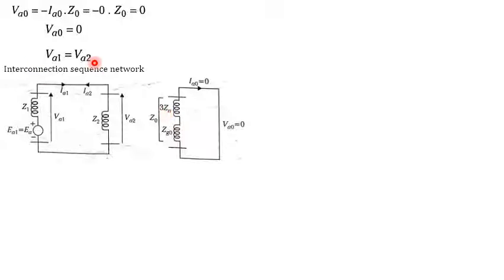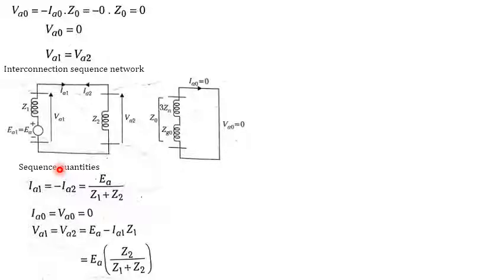Okay. So VA1 is equal to VA2. We can write VA1 as EA1 minus IA1 Z1, and for VA2 it is IA2 Z2. Okay. So this is the right side arrow mark, this is the left side arrow mark. Okay. From this, we can write the sequence quantities. So IA1 is equal to minus IA2. Okay. So it is opposite in polarity.